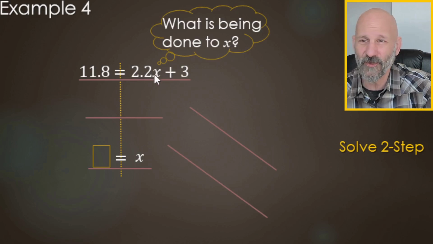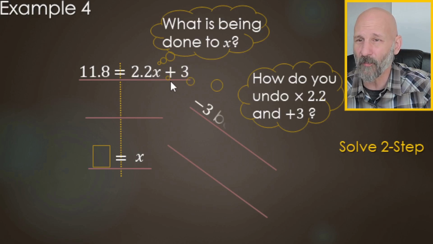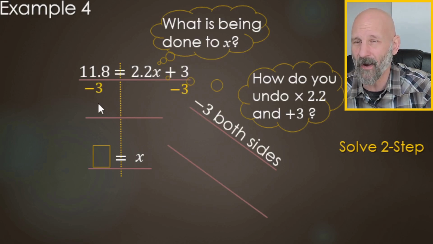What's being done to the variable? It's being multiplied by 2.2 and it's being added by 3. So we're going to undo the plus 3 with a minus 3 to both sides. Looks like this. Here we go. Minus 3 and minus 3.